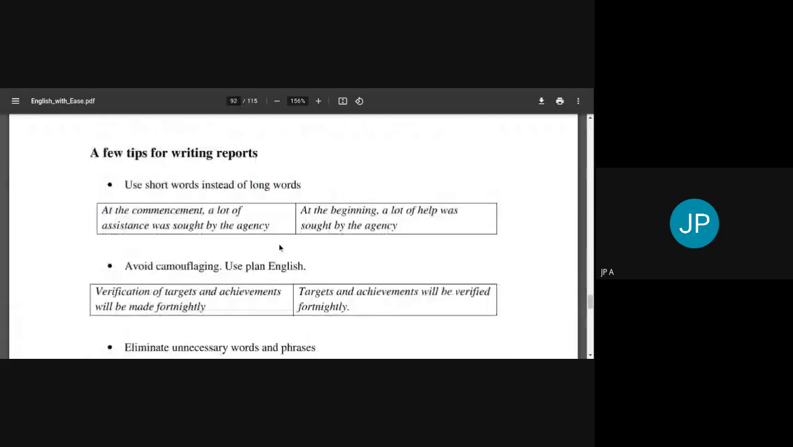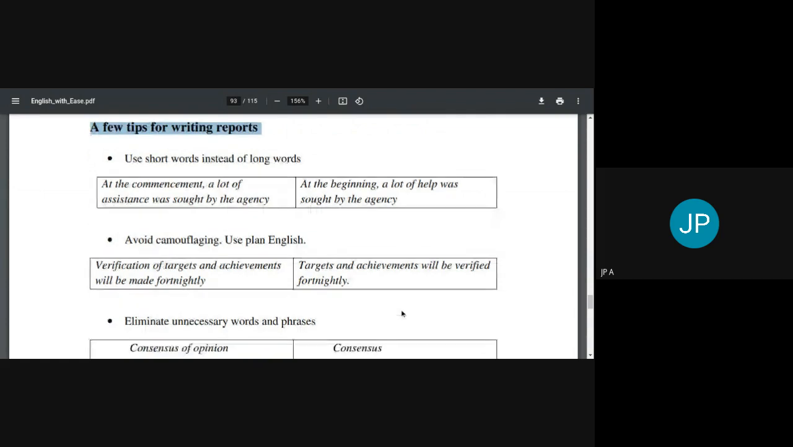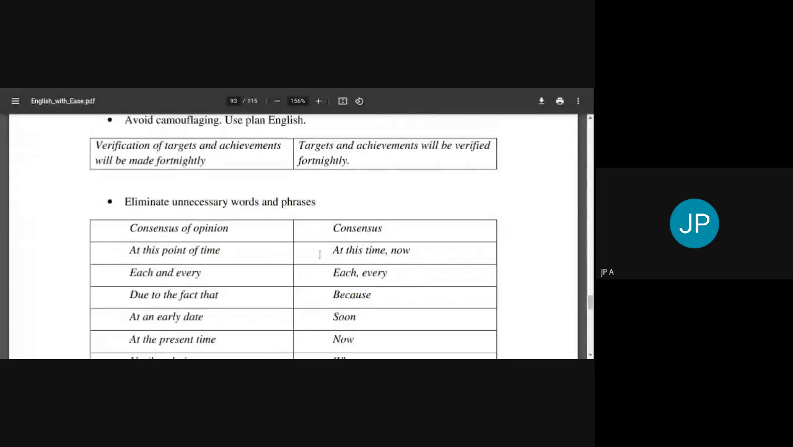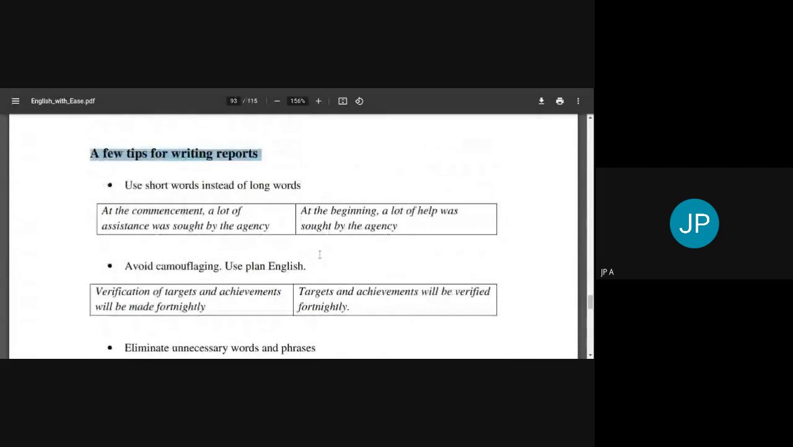But the next part is very important. Tips for writing reports. So this is something which is related to what is known as plain English. This part is very important. You have to go through this. I think this is page number 87. You can note it down. Page 87 is very important. You can go through that. You have to use what is known as plain English.